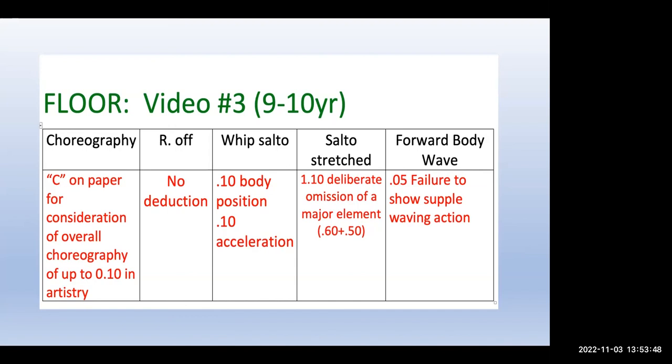The whip salto, she's supposed to go whip salto into a stretch salto and then the body wave sequence. 1/10 for body position on the whip salto, and it should be accelerating. So she needs to move that roundoff into scoop position a little bit more and then get those arms moving and accelerate the whip salto. Now here she just isn't ready for it yet, I guess. So she deliberately omits it and leaves it out. She's not ready to do it. So she loses the 6/10 for the element value and 5/10 in addition to that. The forward body wave, 0.5 for failure to show supple waving action. Let's watch that in slow.